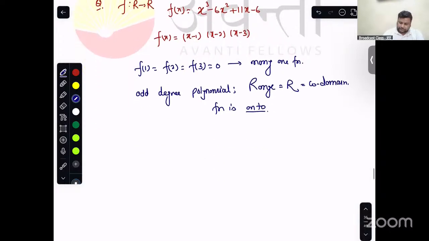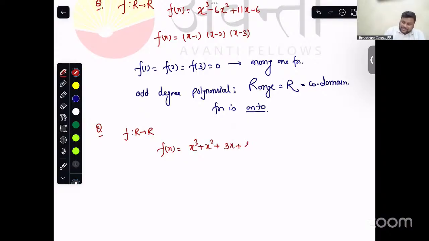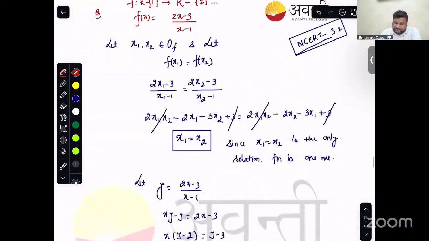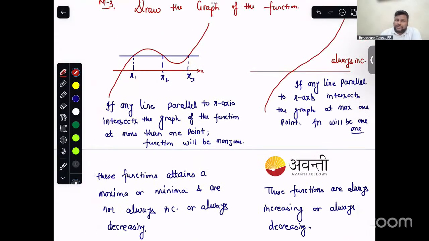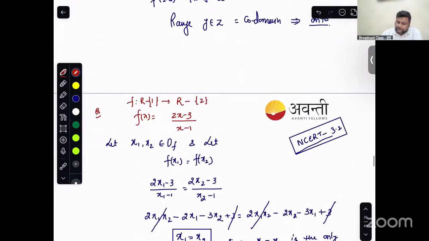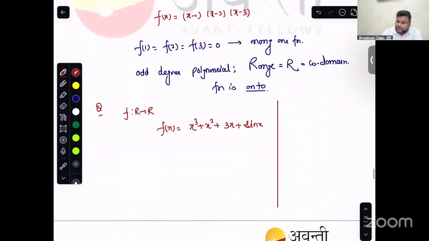Another question. f from R to R, fx is x cube plus x squared plus 3x plus sin x. Before we proceed with this question, remember one thing. Yesterday I told you, if a function is always increasing, it will be one-one. Always decreasing, it will be one-one. But if a function is increasing, decreasing, increasing, like this, then it will be many-one. Yes or no?